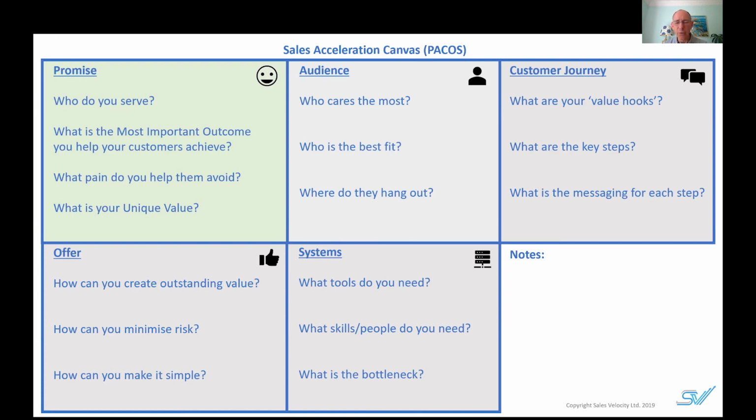A number of things you can do to minimize the risk that customers or prospects may associate with your company or your product. And how can you make it simple? The simpler your offer, the easier it will convert. Now, obviously there's a fine line. Depending on the complexity of your product or service, you may not be able to make it extremely simple, but the simpler you can make it, the better. The fewer options you give people, generally the better.